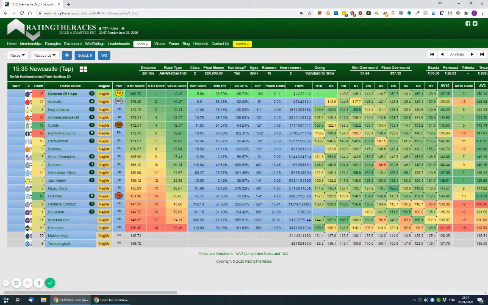So you can see this horse finished second, fourth, second, third, second, first, second. And you always read from left to right, the right being the most recent run. So he was second on his most recent run. And then he was first 2 runs ago, 3 runs ago, 4 runs ago, etc. So that's NAP to form and what they mean.